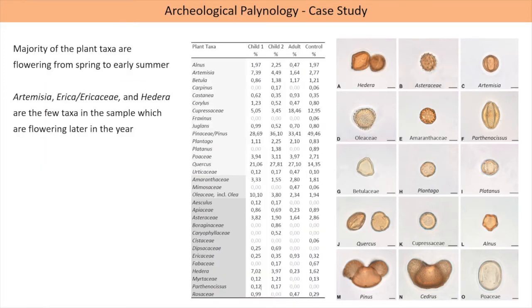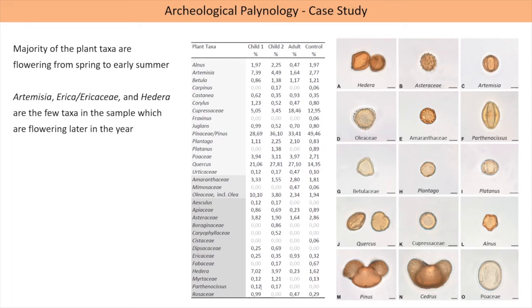This table shows you the most frequent taxa found in the investigated samples. And here's also a table which shows you the amount of pollen found in the samples in percentage, for the 2 children, the adult and the control, which is the soil sample. The investigated taxa we found are listed according to their pollination system.